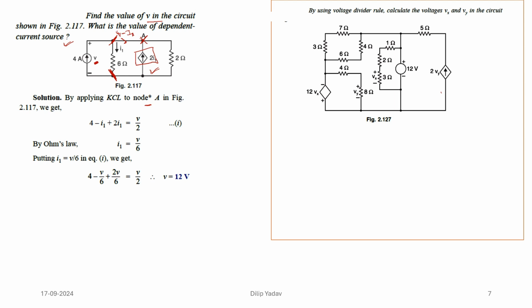I can say that because the 4 ampere current was coming and I1 has gone this way, so it will be 4 minus I1. It is the current that is flowing through it. Then we take this circuit as the whole.